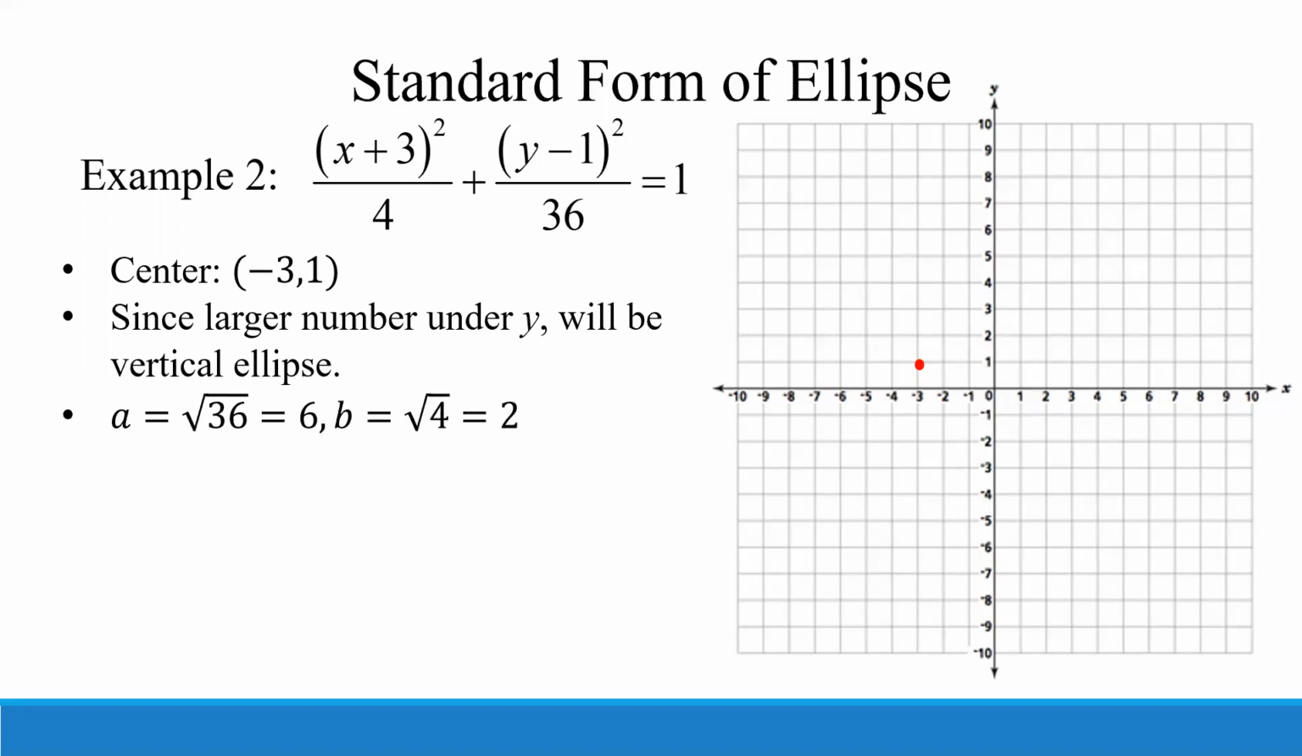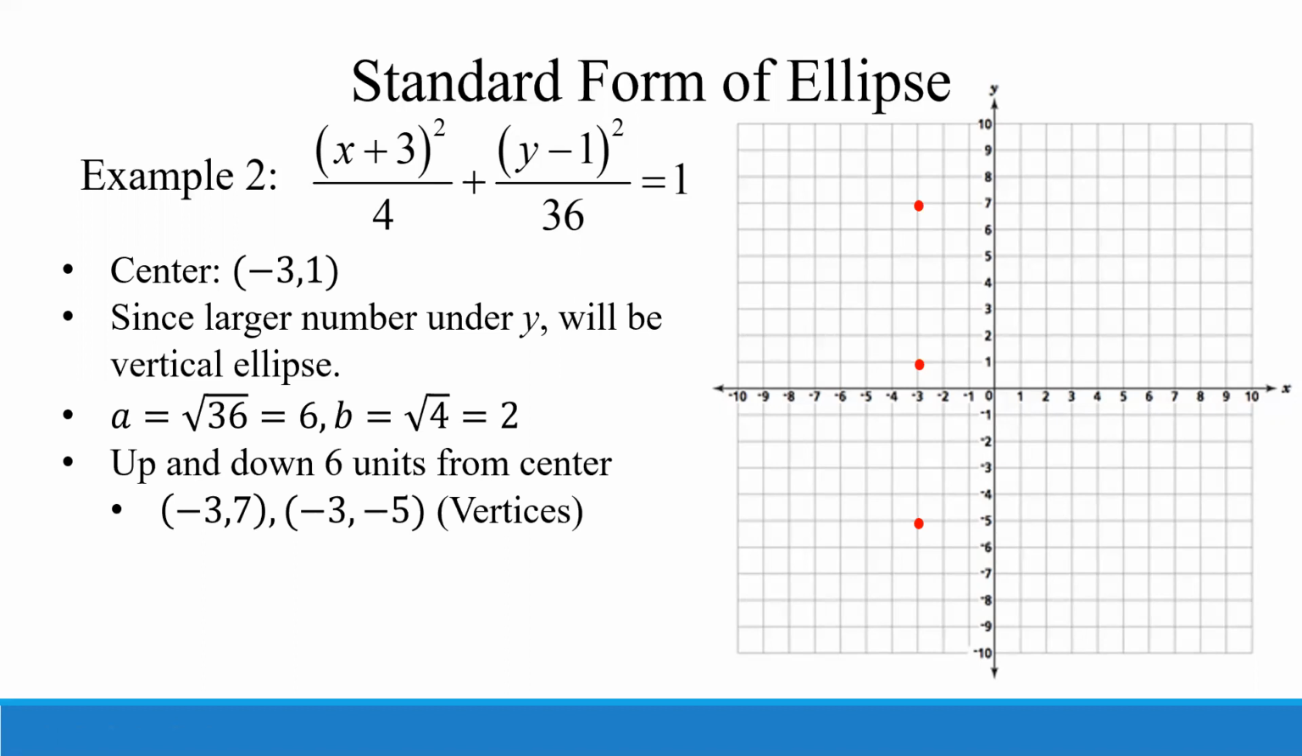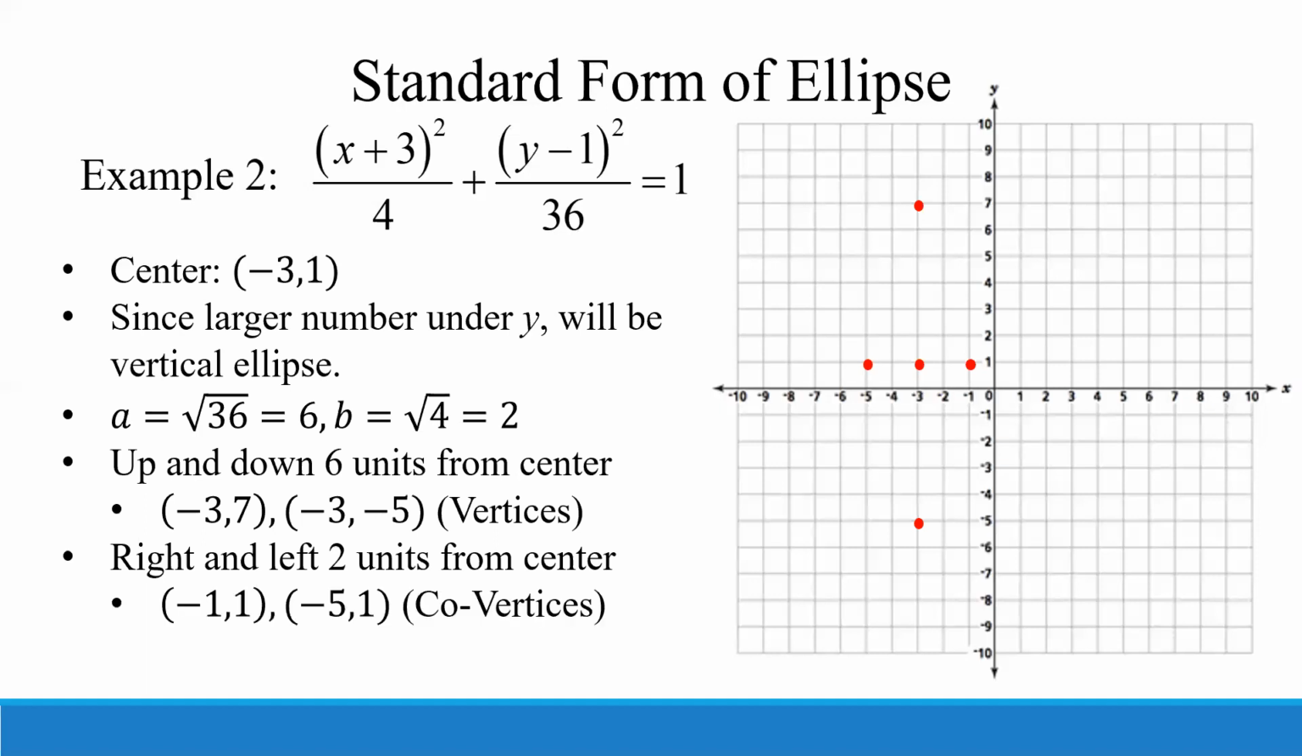Okay, so we find A and B. A in this case is 6, B is 2. We go up and down 6, again, up and down that big number because it's underneath the Y. So we're going to go up and down 6 units. Pop those points right there. And then just write down what the points are. So -3, 7, and -3, -5. We're going to go left and right 2 for my minor axis or my co-vertices. So left and right 2, we have those 2 points. I'll write down those coordinates, so -1, 1, and -5, 1. And those are my co-vertices.